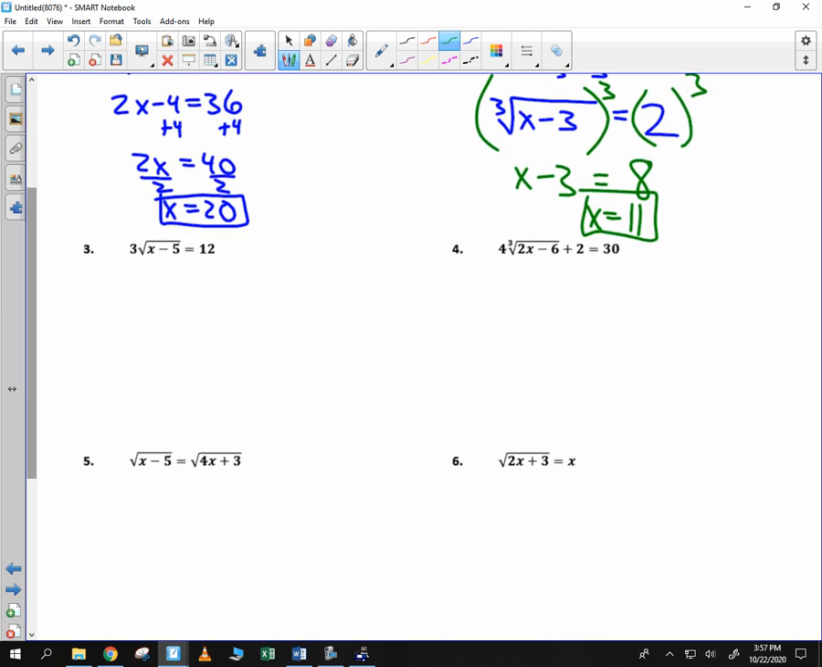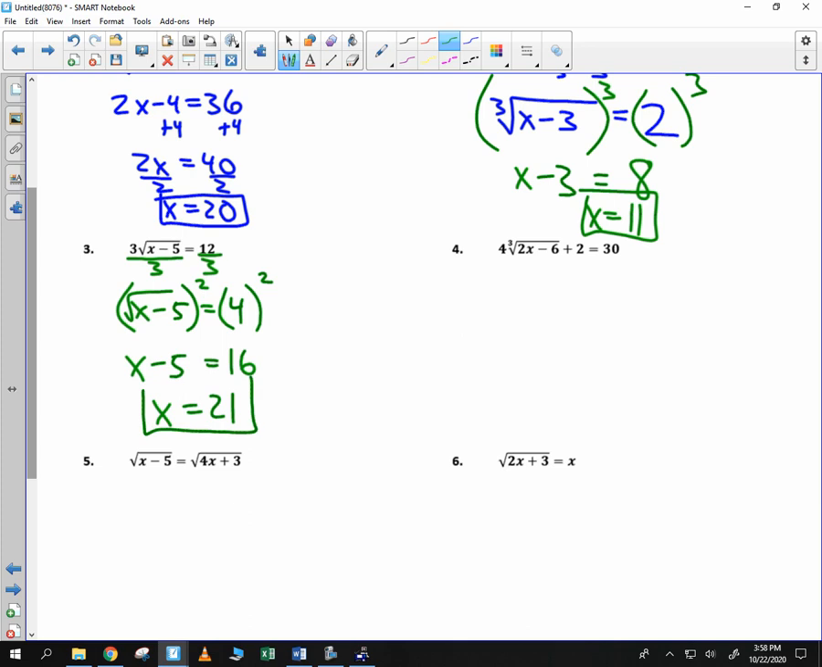Number 3, we're back to a square root. We need to divide the 3 off of the front. Square root of x minus 5 is equal to 4. Square both sides. Square root of x minus 5, squared, is just x minus 5, which is equal to 16. Add the 5, x equal to 21.